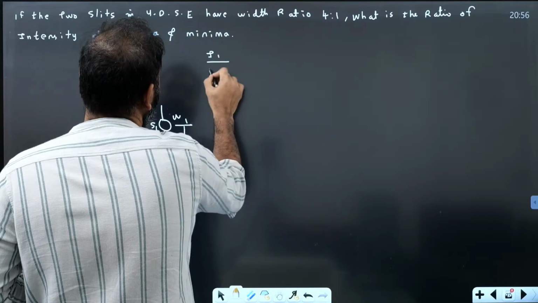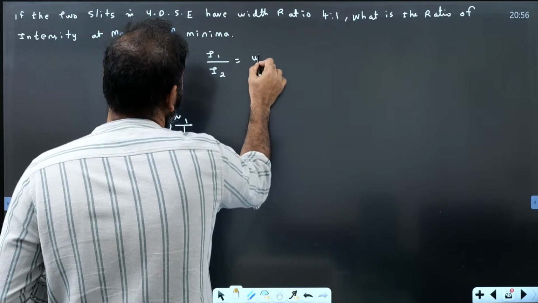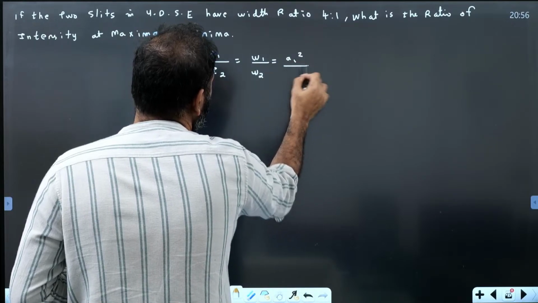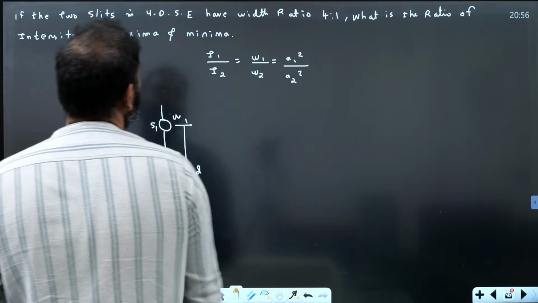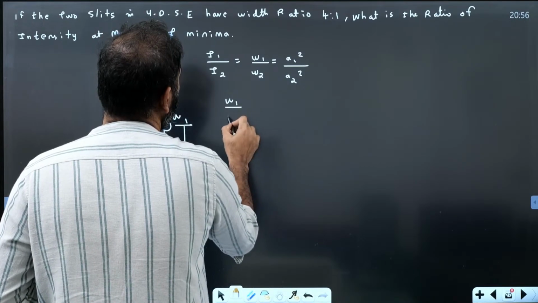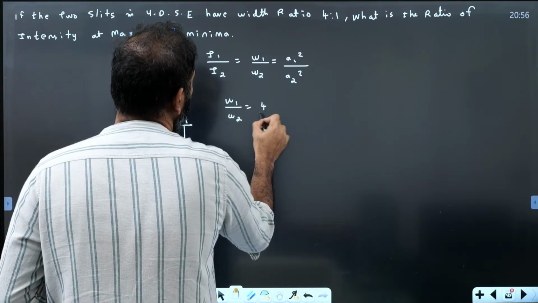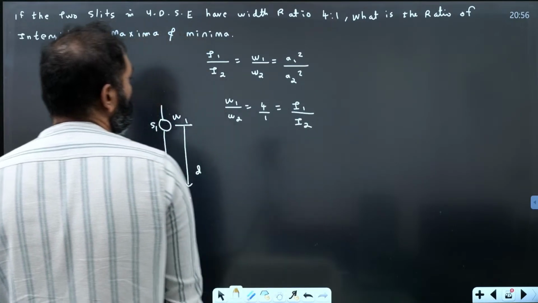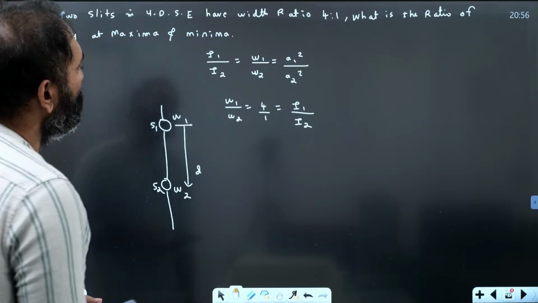Again, I1 by I2 is equal to W1 by W2, which is equal to A1 square by A2 square. So that is done. Here the width ratio is given, W1 by W2 is equal to 4 by 1. That is equal to I1 by I2.